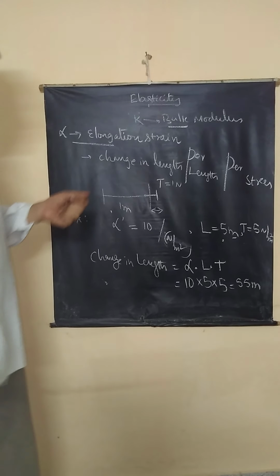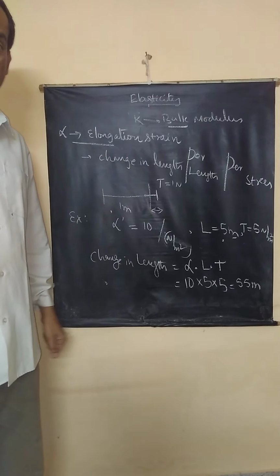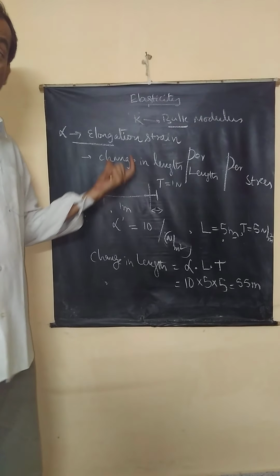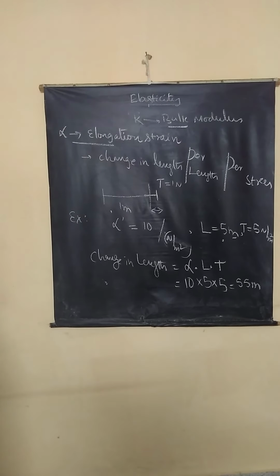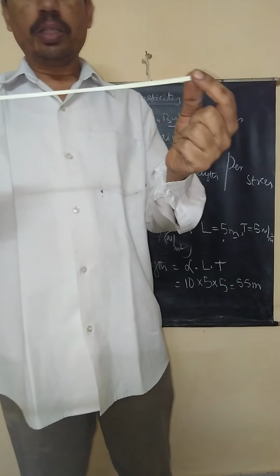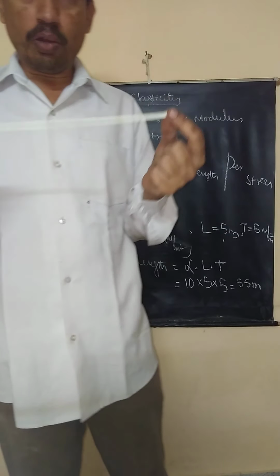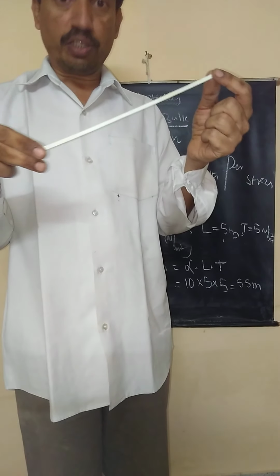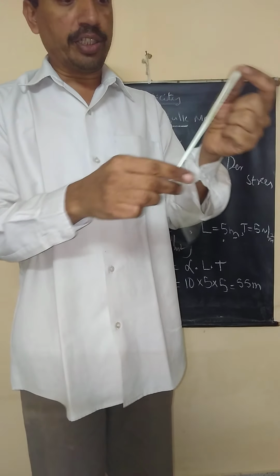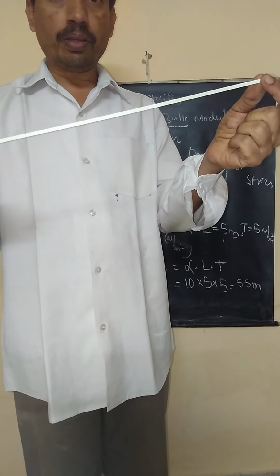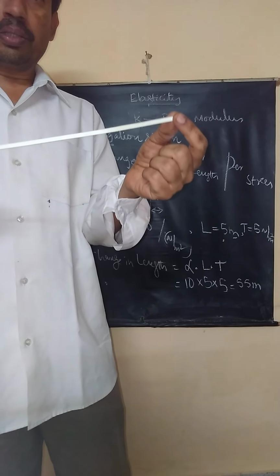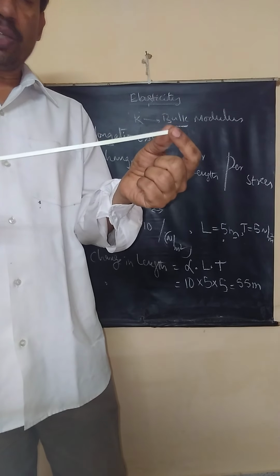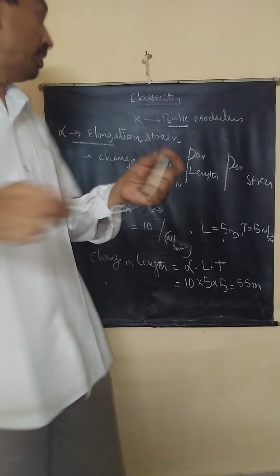Now similarly, we have what is known as compression strain. How do you explain this? I will give you an example. Look at this elastic material. Its length is 1 foot. Now I apply a stress on this, and its length changes. For a given stress, the change in length per unit stress is known as alpha, the elongation strain.